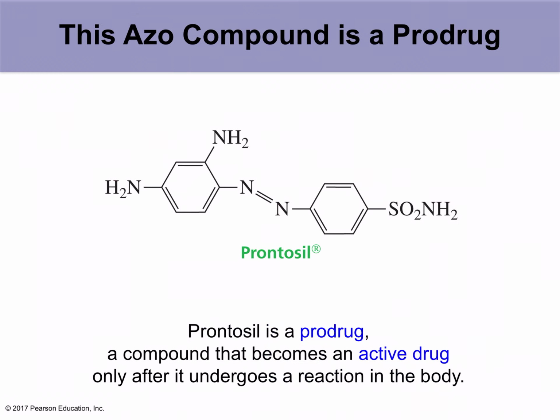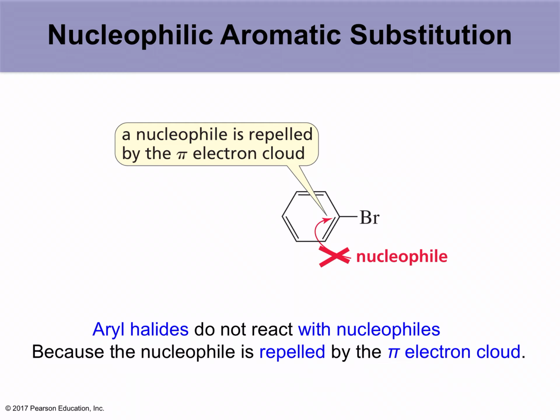And this is a compound. This particular one is a prodrug, prontosil. You see the azo part over here. It's a prodrug, a compound that becomes an active drug only after it undergoes a reaction in the body.